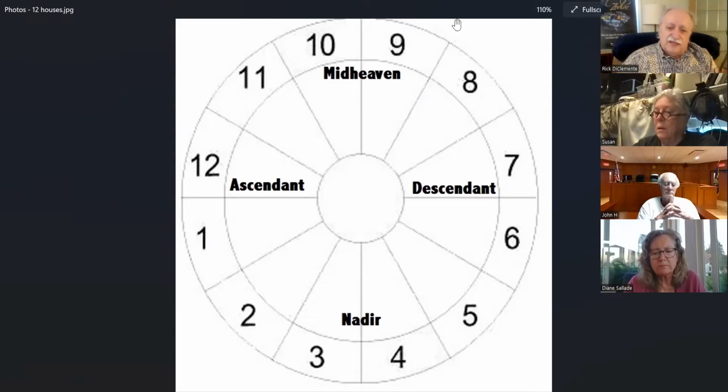So that's basically it. When I talk about the 12 houses, I'm talking about that part of the chart. It has nothing to do with the signs. It has nothing to do with the planets. A planet is in a sign. It is also in a house. The house is determined by your birth time.